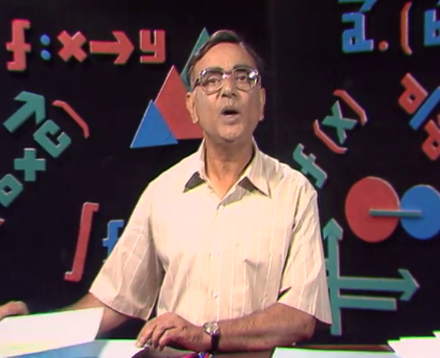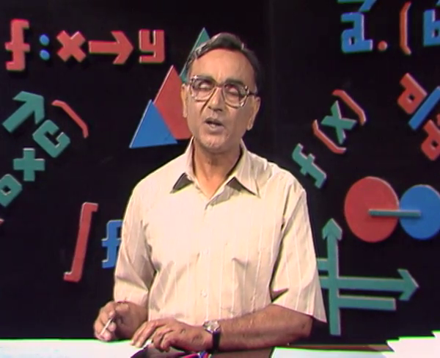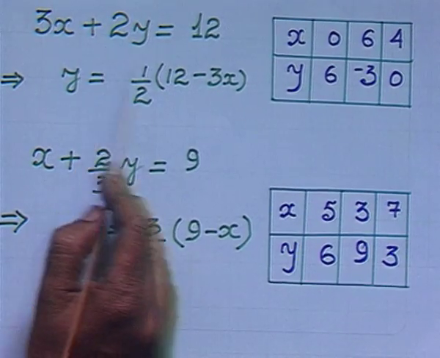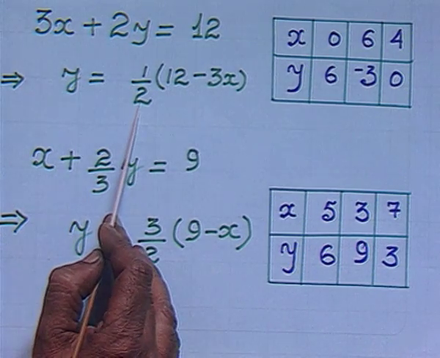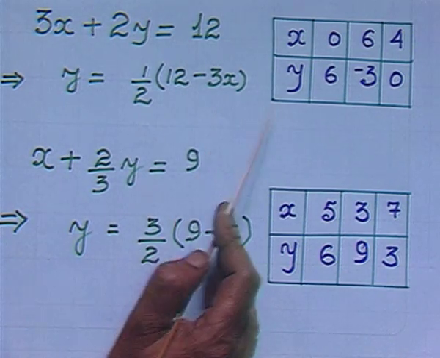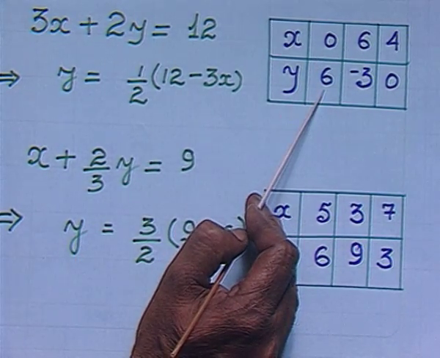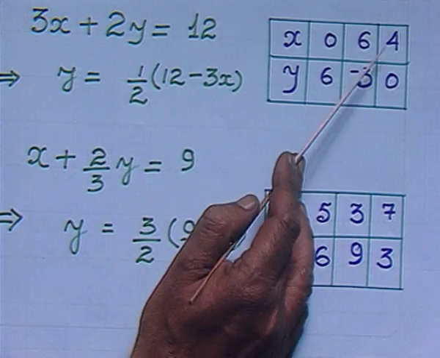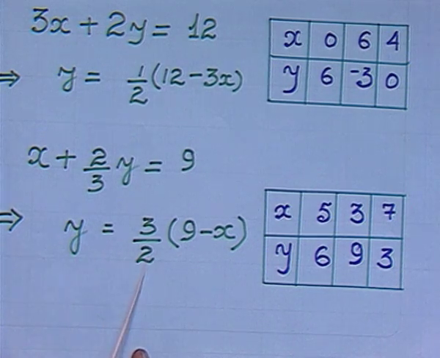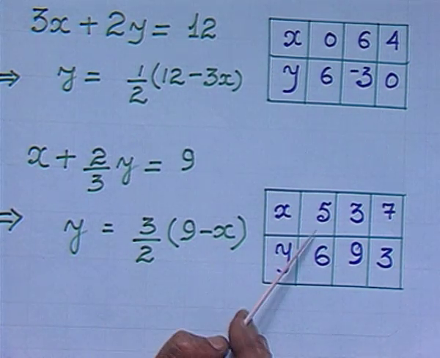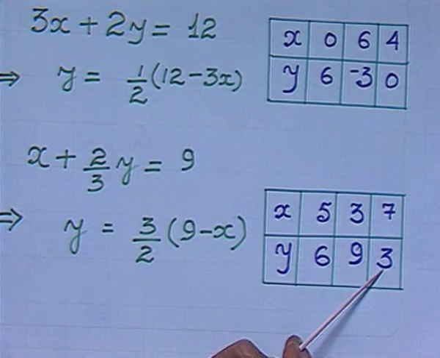But let us take now another case of a system of equations and plot their graph once again. So, here the system with me is 3x plus 2y equals 12, and transforming into y, I get y equals 1 by 2 times (12 minus 3x), and the ordered pairs corresponding to this equation are (0, 6), (6, minus 3), and (4, 0). For the second equation, y equals 3 over 2 times (9 minus x), and the ordered pairs for this are (5, 6), (3, 9), and (7, 3).